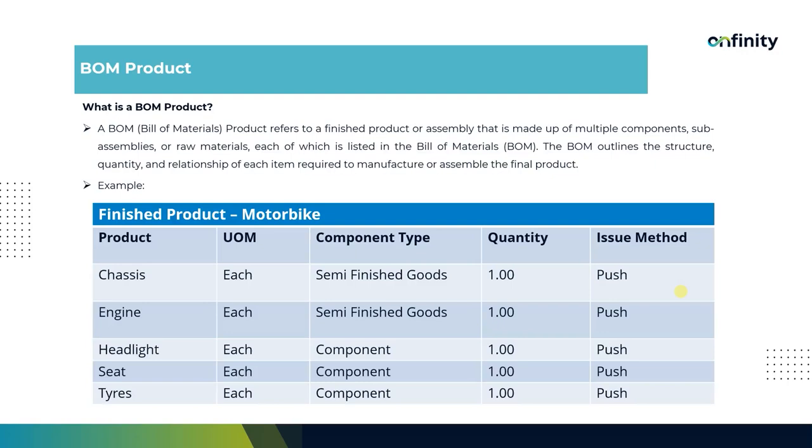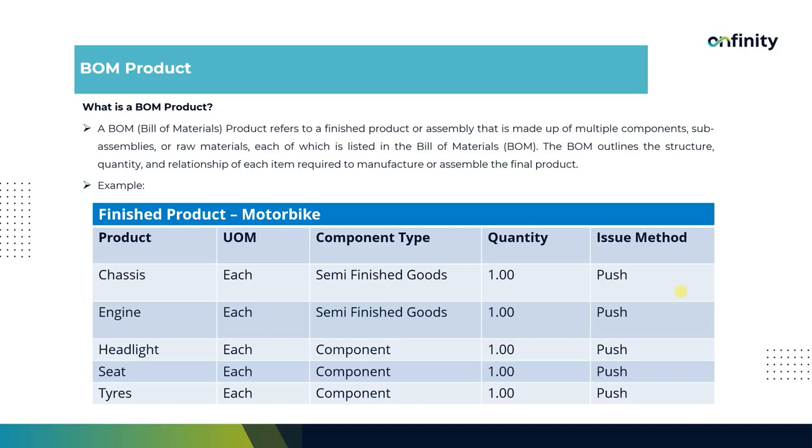The unit of measurement specifies in which unit each item is required, and the type of component represents whether it is a bill of material, raw material, or a component. The chassis is a semi-finished product, again a bill of material, requiring one quantity to produce the motorbike. When the material is issued, the method is going to be push. This means you are going to issue the material manually.